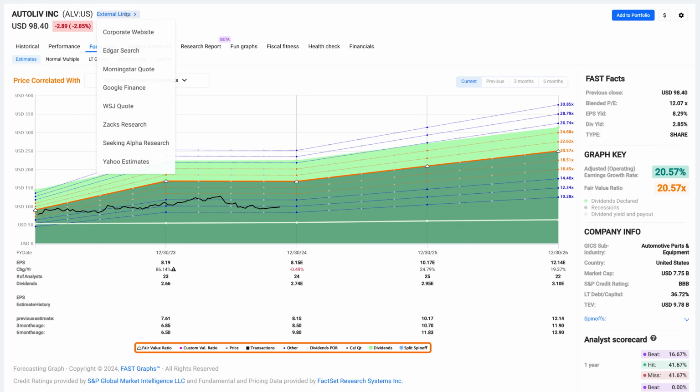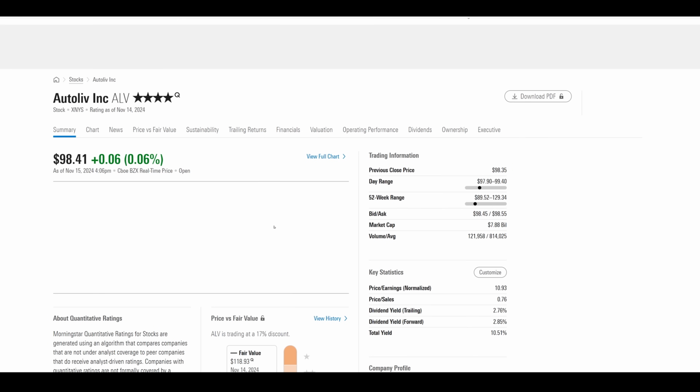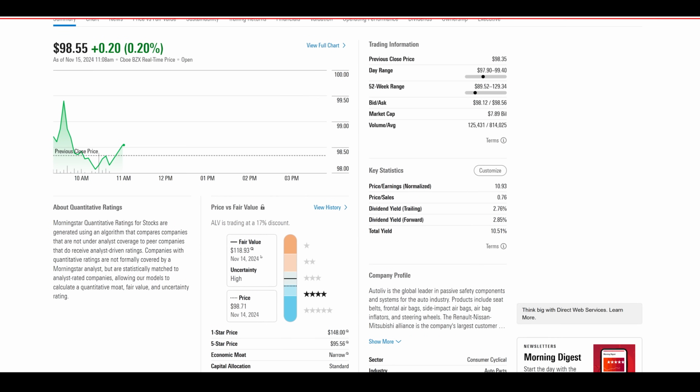Now, you can look at things like Morningstar and go through other research, and I suggest all of you do your own research and due diligence. Morningstar gives it 4 stars, says it's worth about $119 a share.